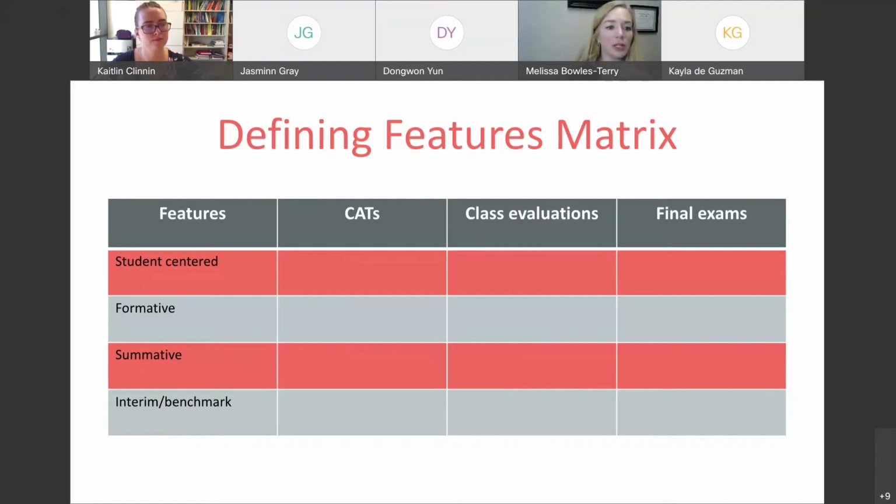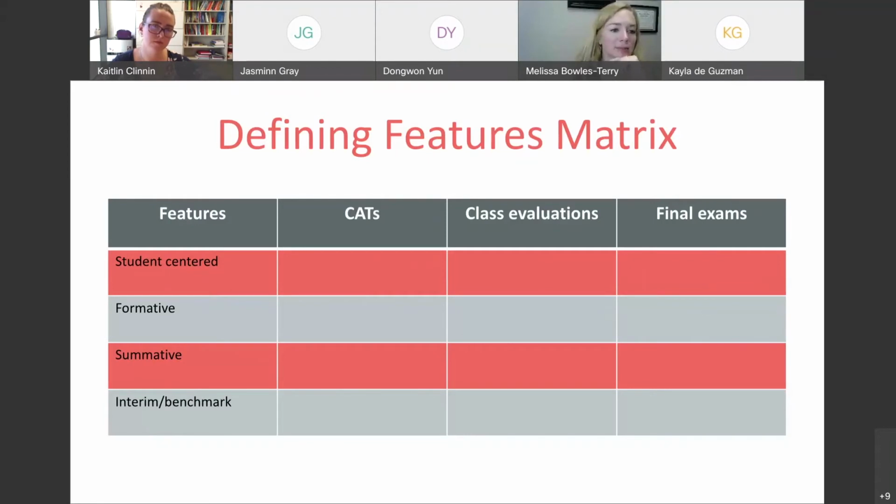I'd love for you to think about whether each of these categories, each of these columns of a different assessment technique or a different assessment strategy, is that student-centered? Is it formative? Is it summative? Does it give you an interim or a benchmark? So if we were doing this in a classroom, I would hand this little table to each of you, and then have you check in each box. But we're just going to look at it and discuss through it today in this online session.